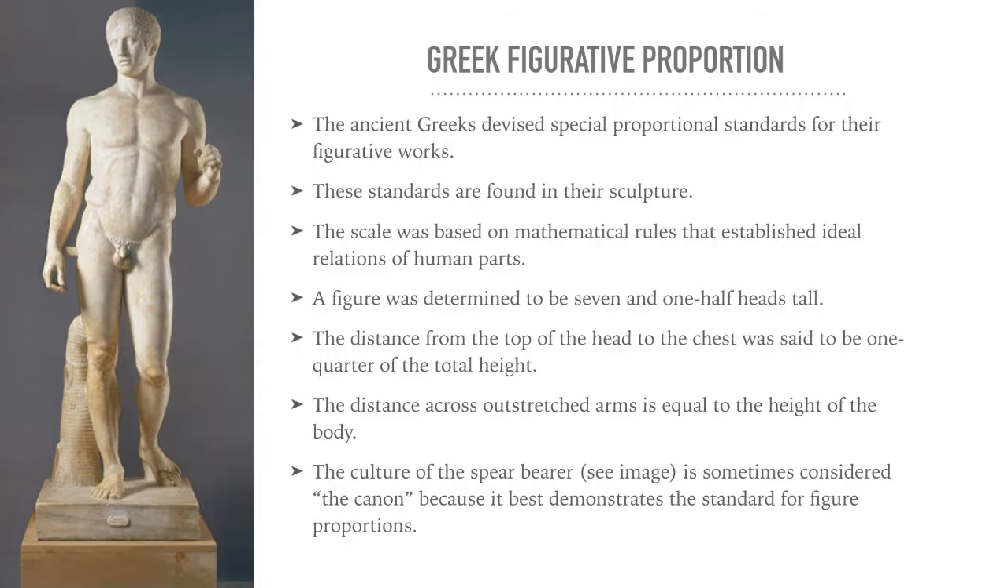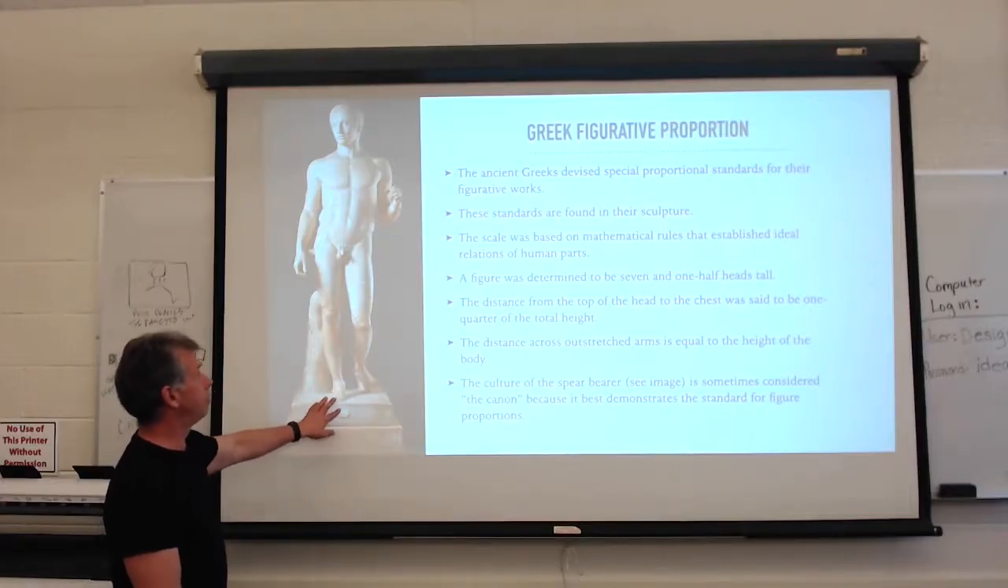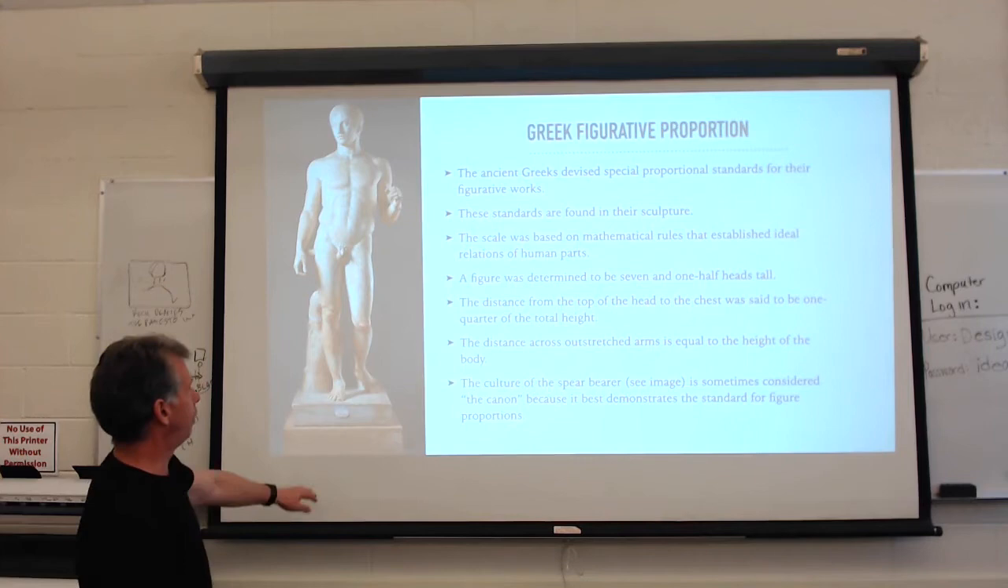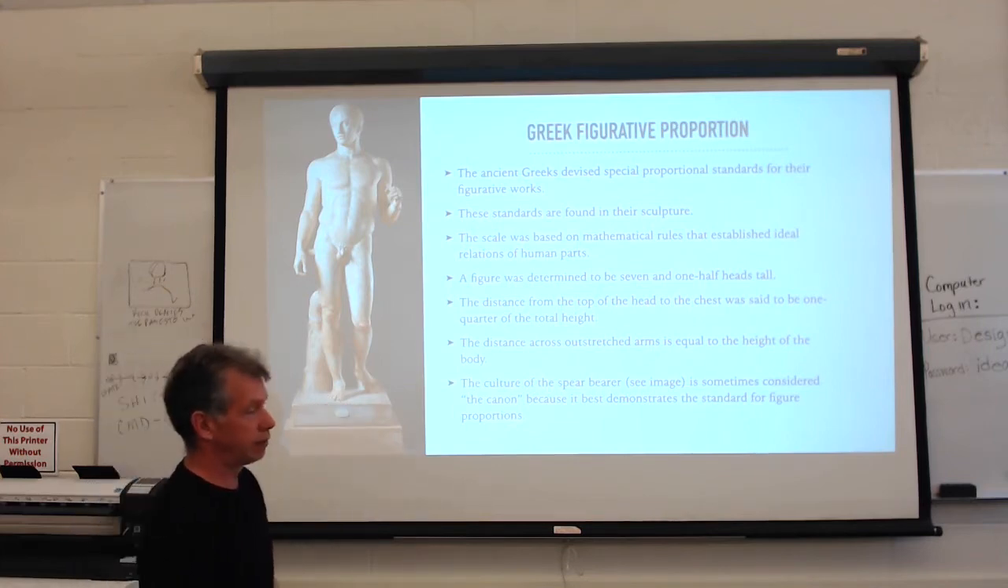The Spear Bearer, this is this image right here, is sometimes considered the canon because it best demonstrates the standard for figure proportions, for human proportions. Now this is a Roman replica of the original Greek statue.